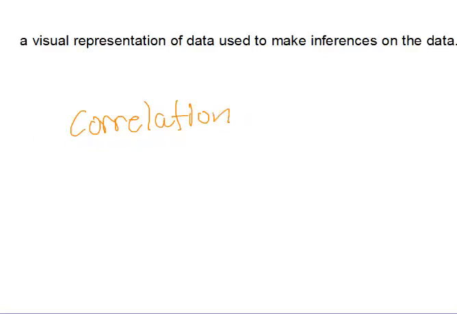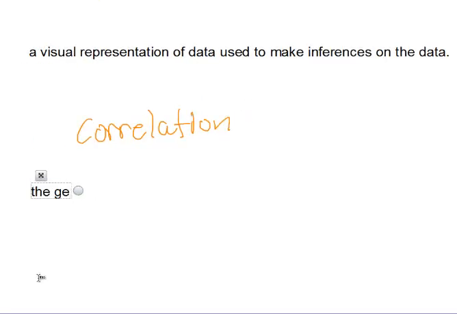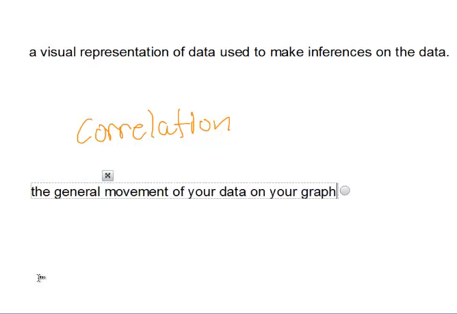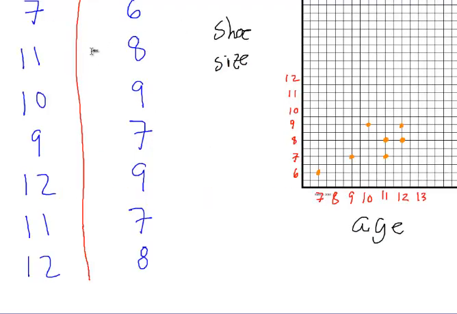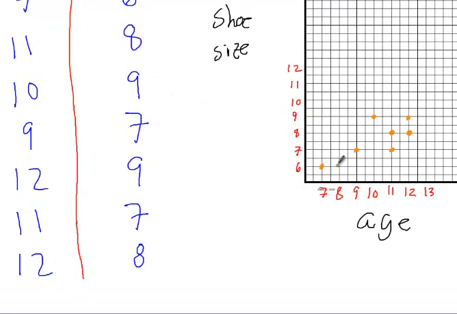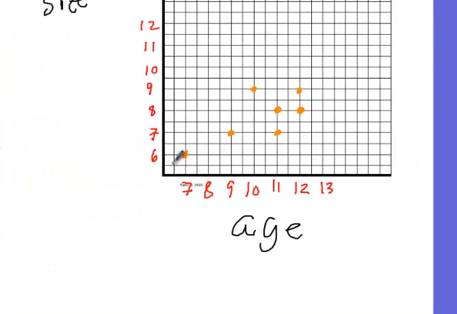Okay, and correlation is the general movement of your data on your graph. So basically, since we're talking about graphs, we really want to talk about things that are linear. We're going to talk about lines, okay? So basically, you want to look at your data and check to see how it is acting if it were a line. So let's see if we can just draw a linear line that goes through most of our data points. Okay, and that's what this dotted line is representing.